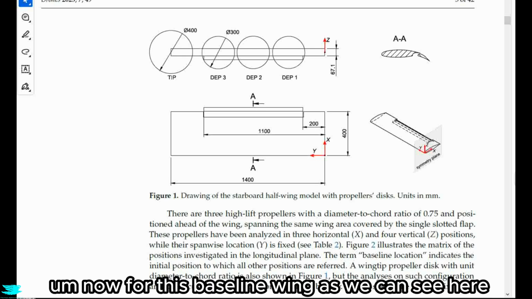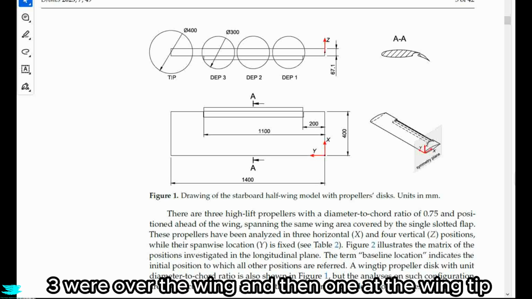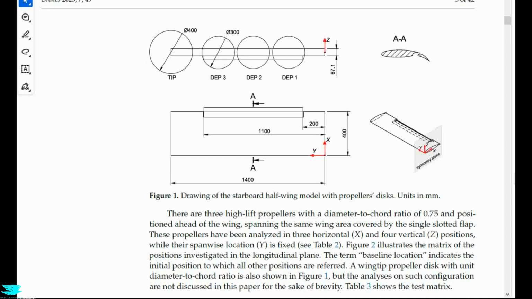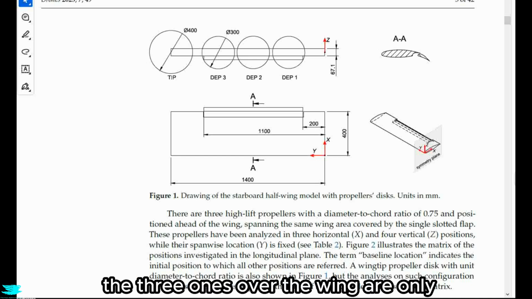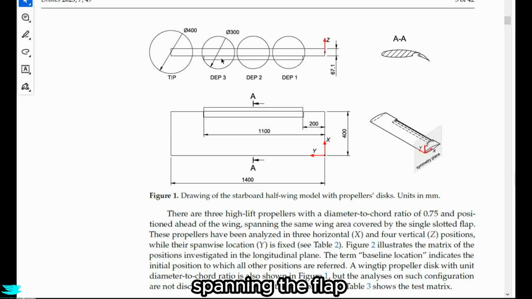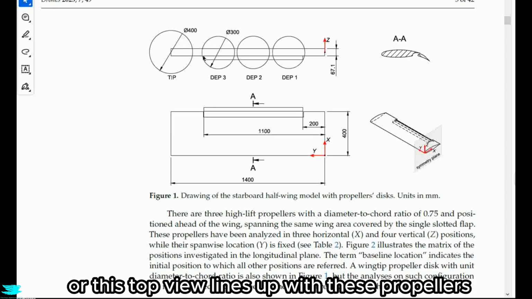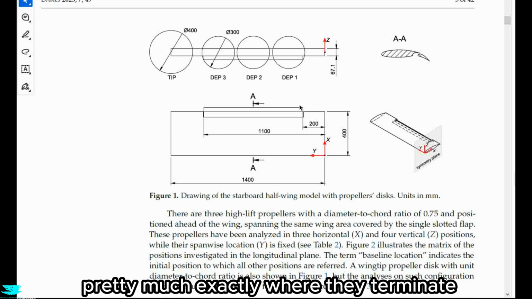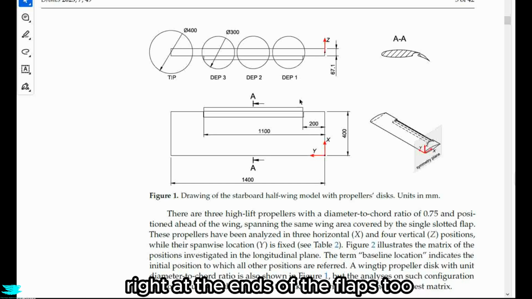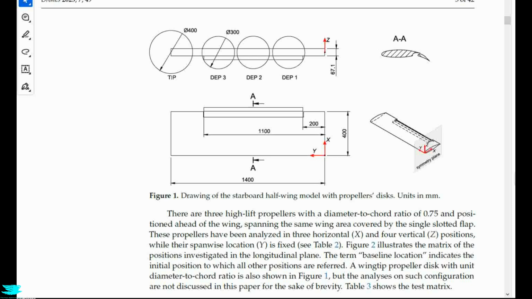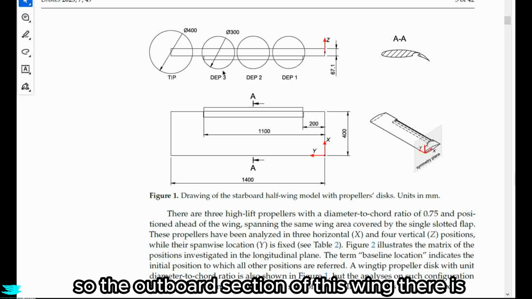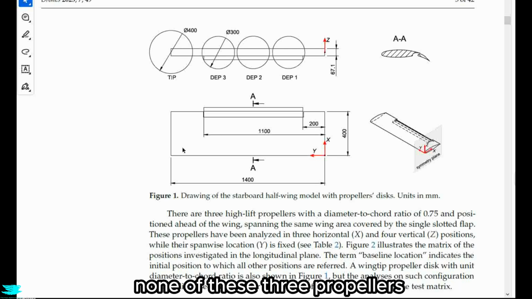Now for this baseline wing, as we can see here in figure 1, there were 3 propellers over the wing and then 1 at the wingtip effectively. The 3 over the wing are only spanning the flap, so you can see this cross section here, or this top view, lines up with these propellers pretty much exactly, where they terminate right at the ends of the flaps too. So the outboard section of this wing, there is none of these three propellers over it.